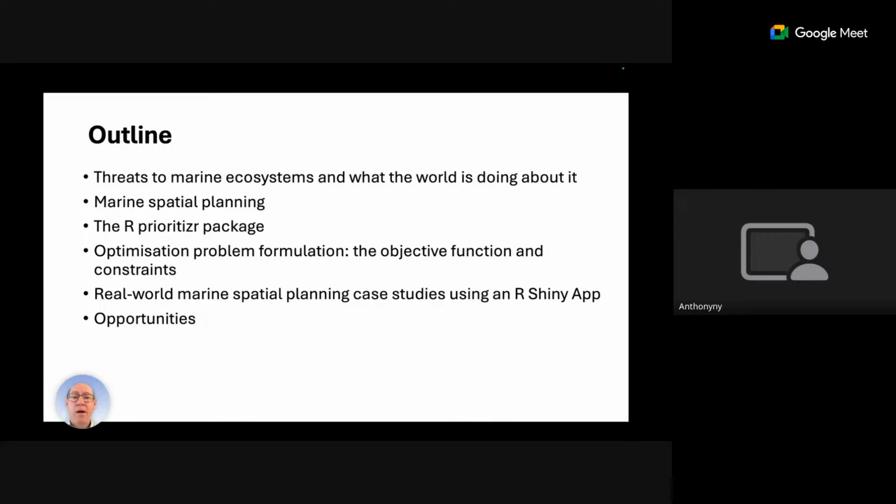And we've developed an R Shiny app. One of the good things about using R is that you can use R Shiny, and that's been really good for stakeholder engagement. I'm going to finish on some opportunities. So it's not every day you get to talk with people at Google, so I thought I'd present some suggestions, some opportunities there.